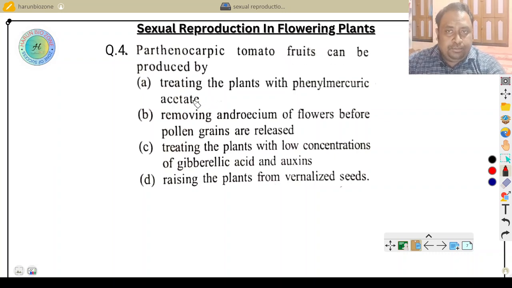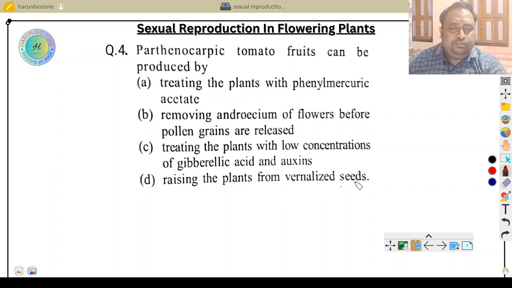Parthenocarpic tomato fruits can be produced by: What is parthenocarpy? Parthenocarpy means where the male and female gametes do not fuse, or no syngamy occurs. If there is no syngamy, no seeds are produced. That is called seedless fruit, parthenocarpic fruit. The parthenocarpic tomato means the tomato is without seed. Options: treating the plants with phenyl mercuric acetate; removing androecium of flower before pollen grains are released; treating the plants with low concentration of gibberellic acid and auxin; raising the plants from vernalized seed.